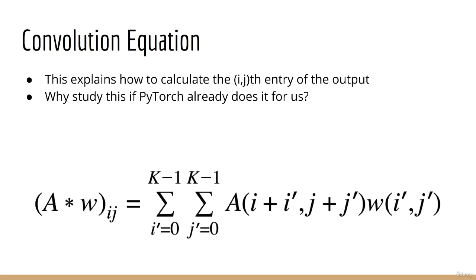The inner part of this pseudocode is key because it helps us understand the equation that defines convolution. So here we can see that the ijth entry of the output, a convolved with w, is the sum over i prime and the sum over j prime of a at i plus i prime, j plus j prime times w at i prime, j prime. Now you might ask, why are we looking at these complicated equations if PyTorch already does all this work for us? And the answer is that this will help you immensely in understanding the different perspectives on convolution that we are going to discuss later.